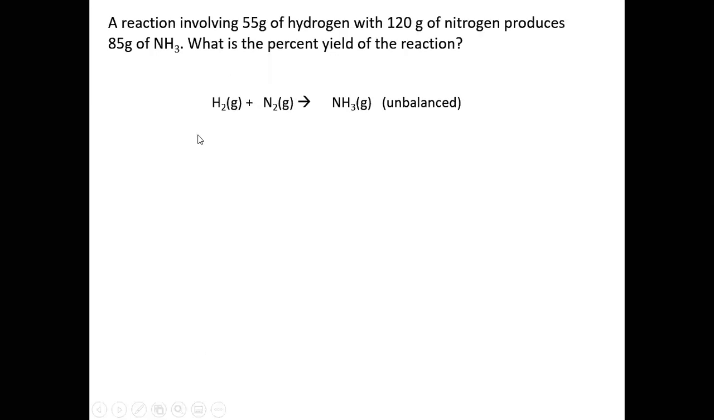All righty, let's continue. So here's our first example. We have a reaction involving 55 grams of hydrogen with 120 grams of nitrogen produces 85 grams of ammonia. What's the percent yield of the reaction? So again, this 85 grams of ammonia is the actual yield of the problem.